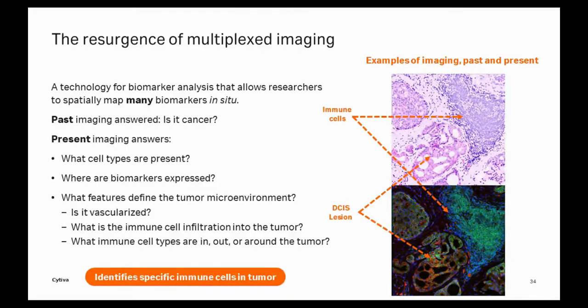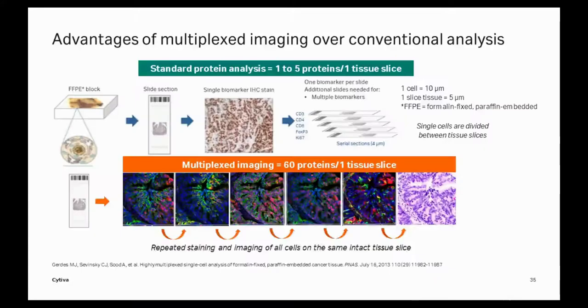But what we really need is the rich information that multiplexed imaging brings to diagnoses, such as what cell types are present, what is their biomarker expression profile, what's the nature and the extent of vascularization within the tumor microenvironment, what kind of cells are in the tumor and around the tumor, and what are the specific immune cells within the tumor. This is the kind of information that we need to really harness the power of the immune system for therapies in cancer.